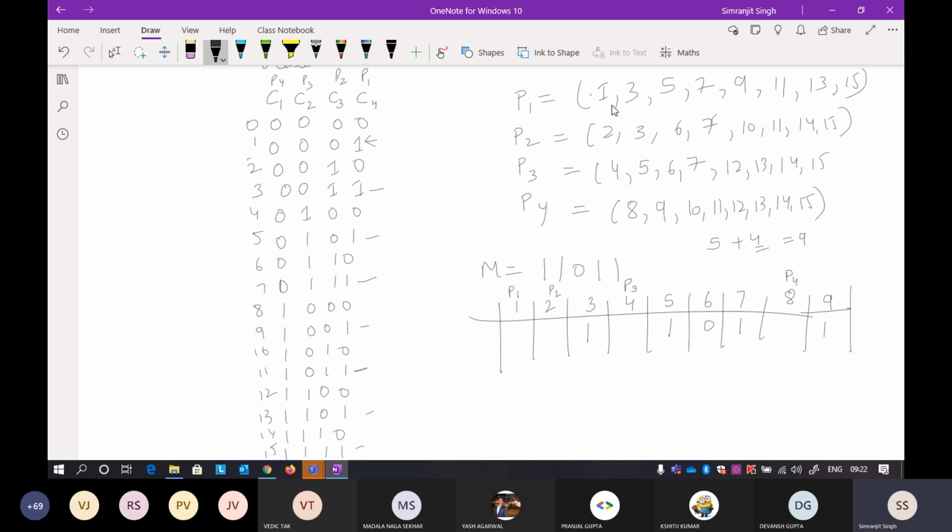Okay, so P1 is based on what positions? 3, 5, 7, 9. Okay, 3, 5, 7, 9, because you are seeing there is no 11, 13, or 15 in the picture, so I'm not considering it. So I'm only considering this particular part. Okay, so 3, 5, 6, 7, and 9. 3 is odd parity, 5 is even, 7 is odd, 9 is even. So you have to add a 0 at the parity bit.